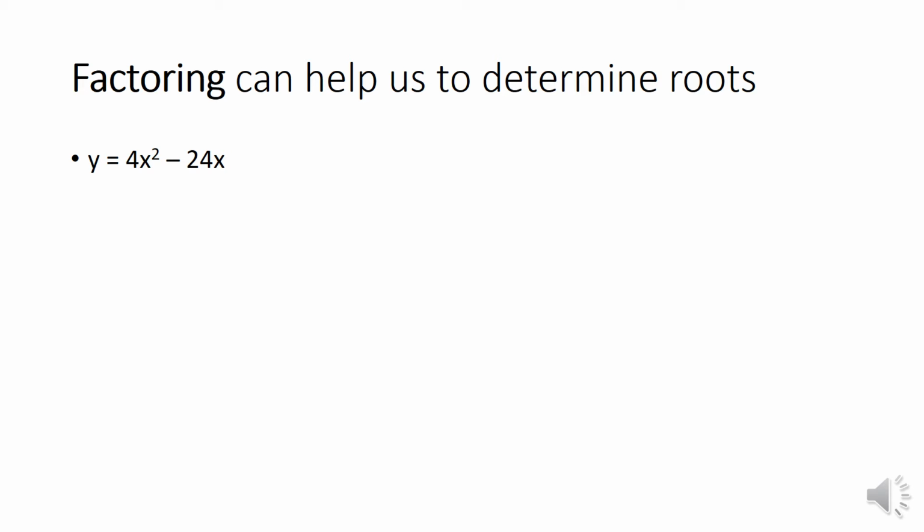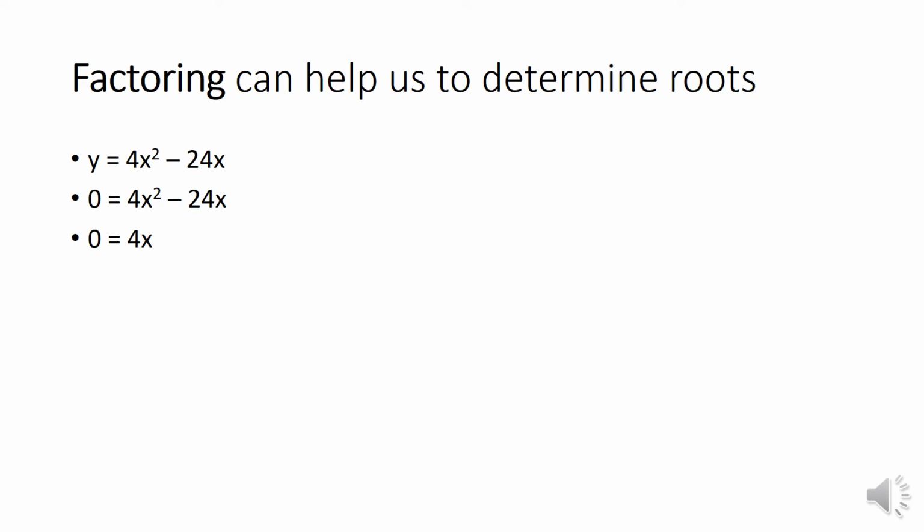I should note that even just taking a greatest common factor itself can also help us to determine roots. So here we have a function where y is equal to 4x squared minus 24x. Now, again, when we're finding roots, we're trying to find out what x is equal to whenever y is equal to 0. Now, when we take out our greatest common factor from these two terms, we've got to find out which factors go into both. So in this case, 4x squared and 24x both contain a 4x in them.